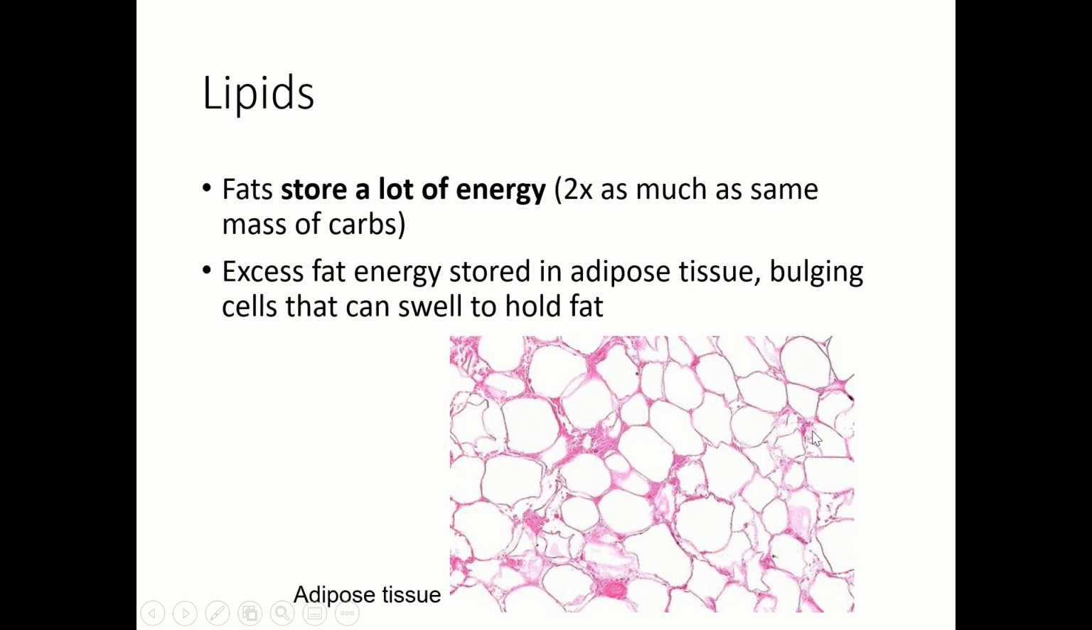When you need to release this energy, these fat droplets give up that energy, unless they're my fat droplets and adipose cells, in which case they say, no, why don't you just go eat more?